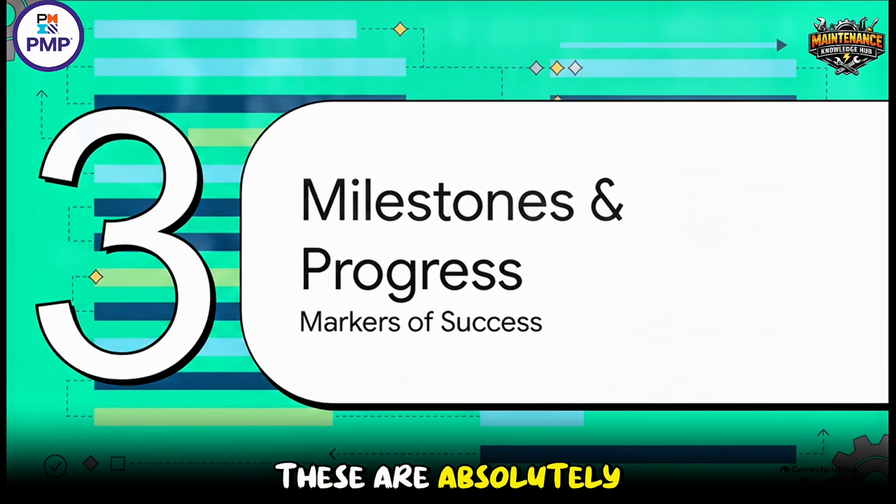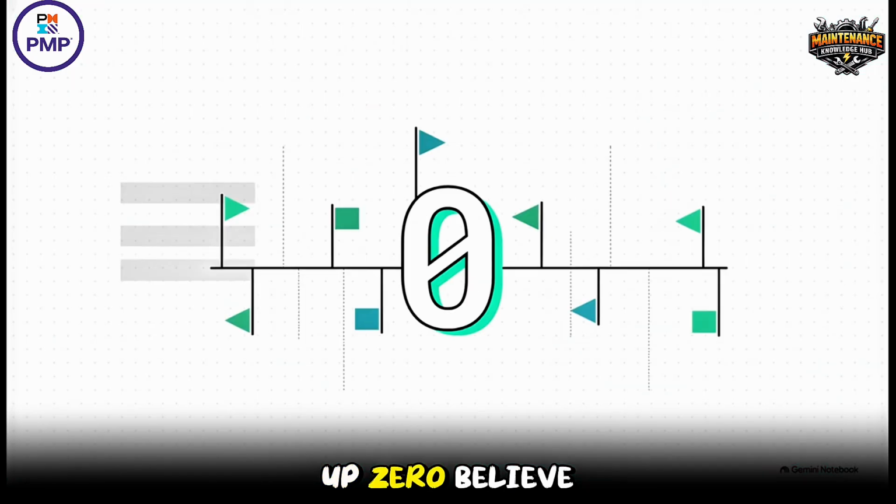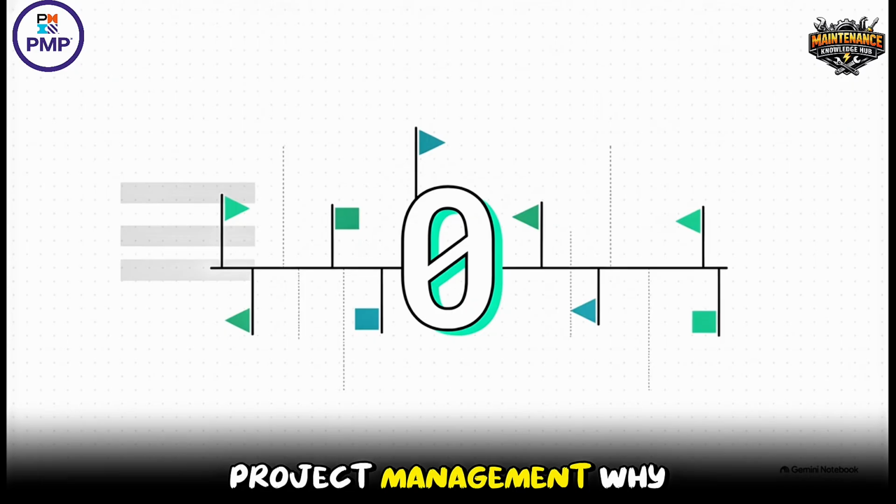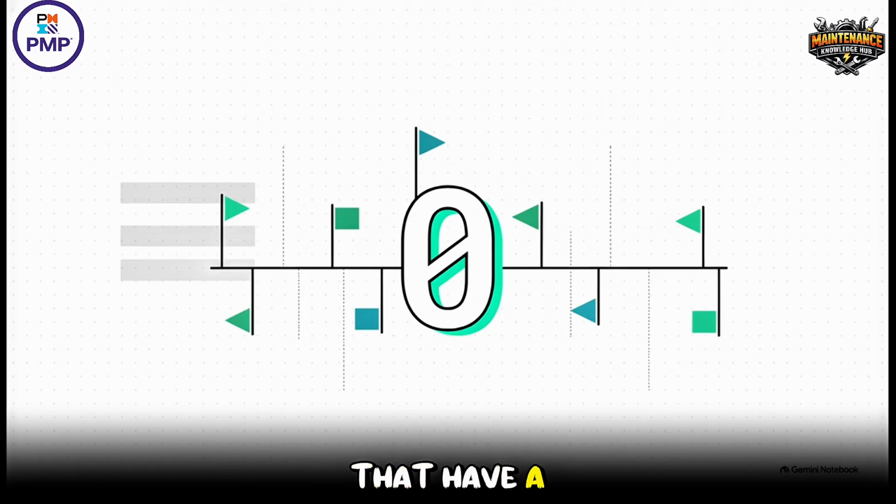These are absolutely crucial for keeping things moving and keeping morale up. 0. Believe it or not, that is a massive number in project management. Why 0? Well, because milestones are actually critical events that have a duration of exactly 0 days. They aren't tasks you clock in and work on. They're moments in time. They act as fixed markers, like flags planted firmly in the ground.